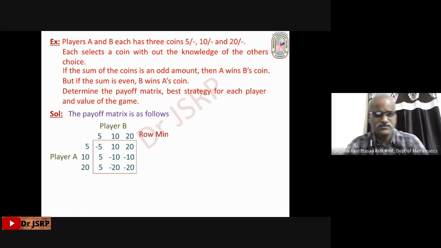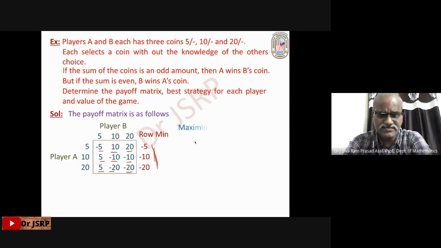First row minima. First row is minus 5, 10, 20. So the minimum is minus 5. Second row minima. Second row is 5, minus 10, minus 10. Minimum is minus 10. Third row minima. Third row is 5, minus 20, minus 20. So the minimum is minus 20. So these are the row minimas. So maximin equals the maximum of these row minimas. That is the maximum of minus 5, minus 10, minus 20. That is, the maximum is minus 5. So this is the maximin value.